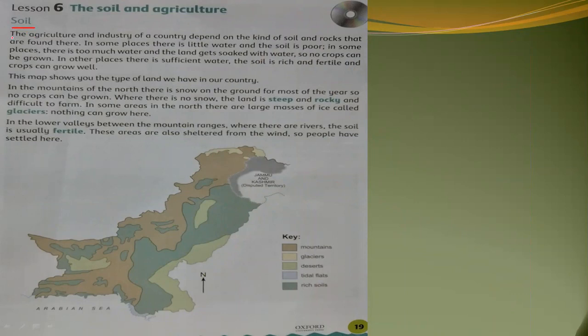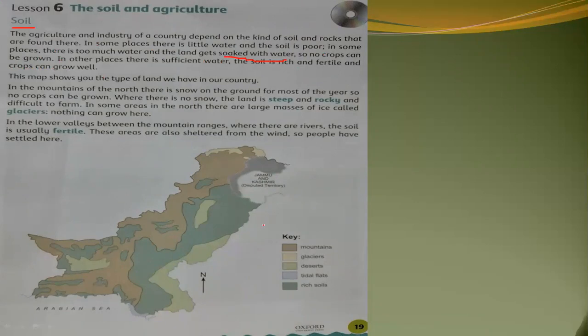Soil. The agriculture and industry of a country depend on the kind of soil and rocks that are found there. In some places, there is little water and the soil is poor. In some places, there is too much water and the land gets soaked with water, so no crops can be grown. In other places, there is sufficient water, the soil is rich and fertile, and crops can grow well.